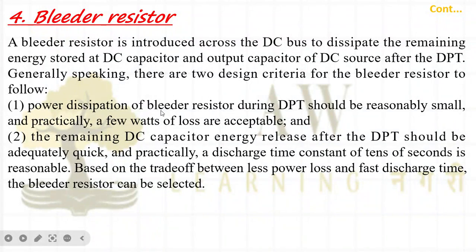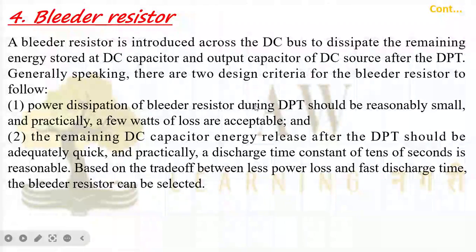The power dissipation of the bleeder resistance during the DPT should be reasonably small, and practically a few watts of power are accepted. So how can we design this? Consider a 10 kilo ohm resistance or something similar, and we have our maximum voltage across the device. Then from that we can calculate how much power it will dissipate, and similarly we can vary it and achieve a very low value.